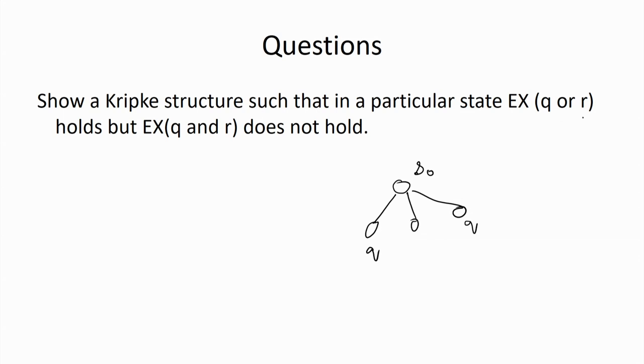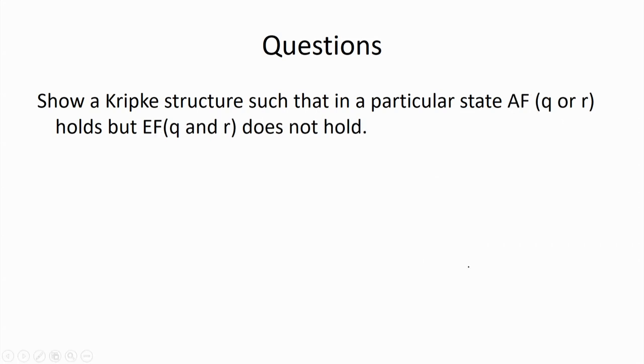But for EX (Q and R): here Q is true but R is not true, here R is true but Q is not true, and here nothing is true. So, EX (Q and R) is not true in S0, while the other formula is true. So, this is AF (Q or R) and EF (Q or R). One is for all paths, and the other is for there exists a path. Can you give a model? This is a very simple construct.